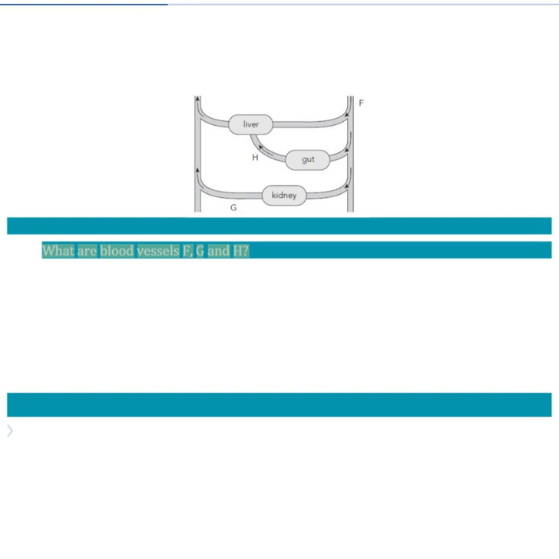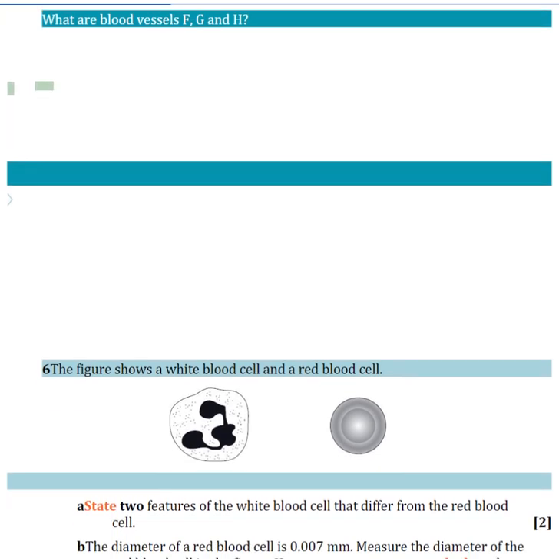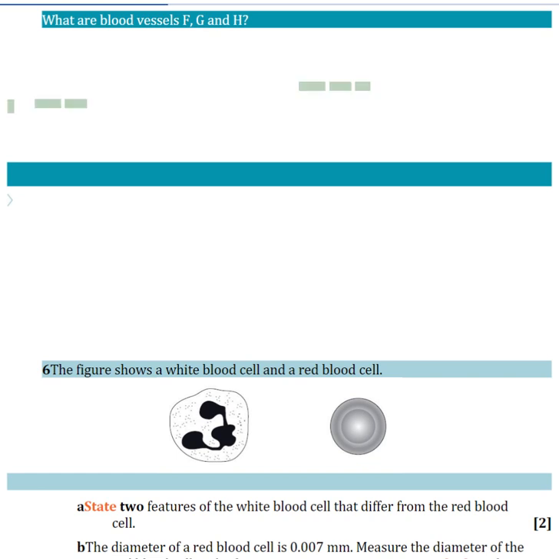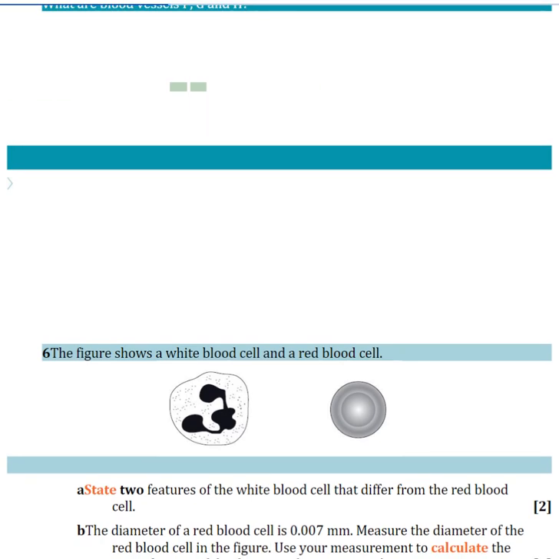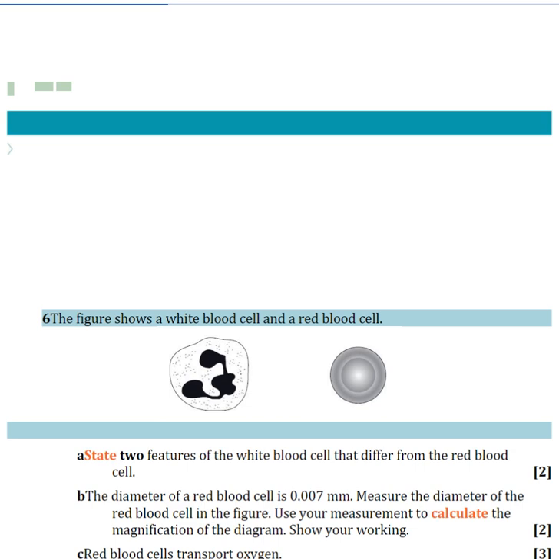4. The diagram shows some of the blood vessels supplying organs in the abdomen. What are blood vessels F, G and H? Vessel F, Vessel G, Vessel H. Aorta, renal vein, hepatic portal vein. Hepatic artery, vena cava, aorta. Renal artery, hepatic vein, adrenal vein. Hepatic vein, vena cava.